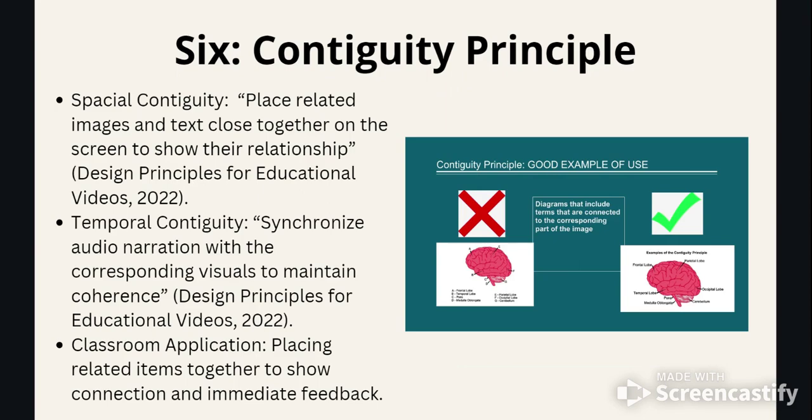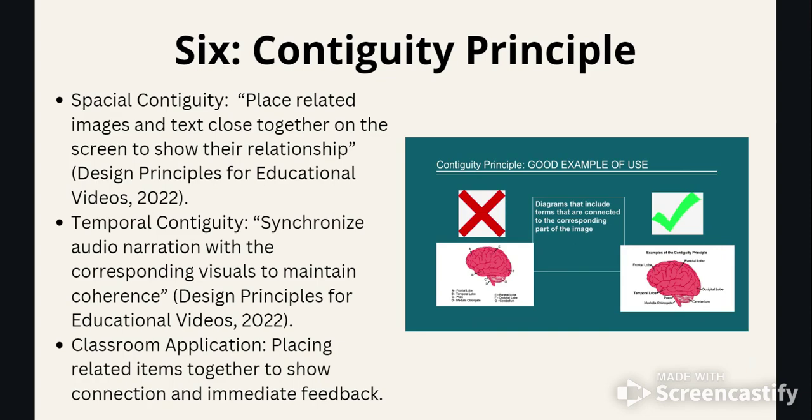The sixth principle is the contiguity principle. So spatial contiguity is placing related images and text close together to show that they have a relationship. And then temporal contiguity is synchronizing audio narration with the corresponding visuals to maintain coherence. So classroom application might look like placing related items together to show connection and then providing immediate feedback.